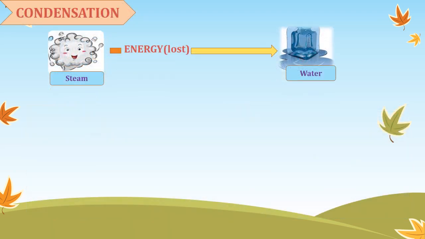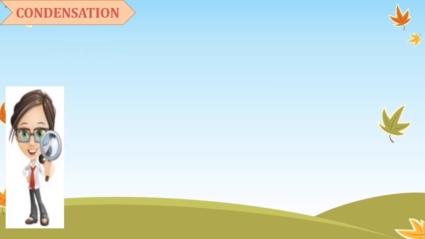Now let's see what happens in condensation. Condensation is a change in the state of matter where gas particles lose energy and get converted into liquid state again. What is the reason for condensation? Let's have a closer look.